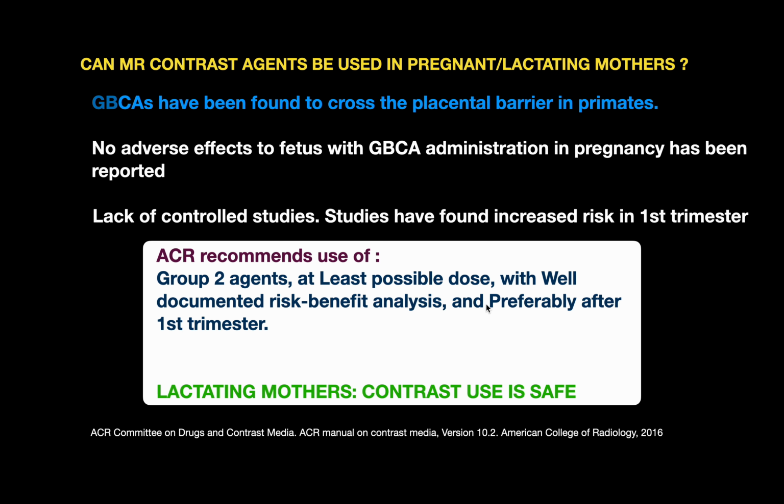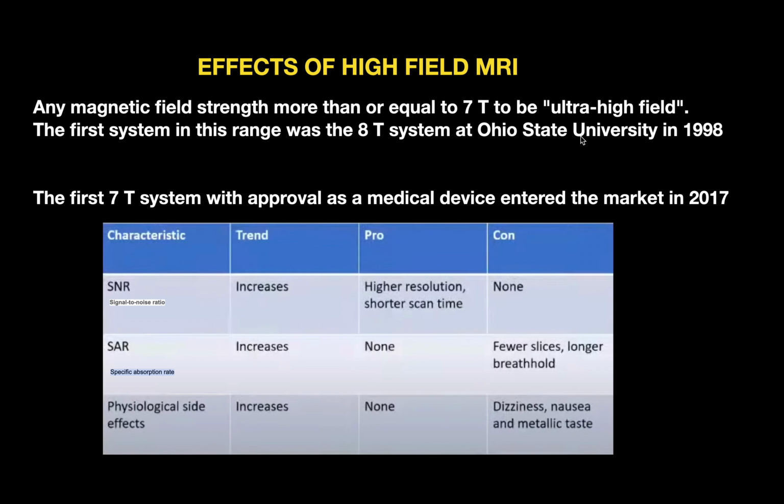What are the effects of high field MRI? Any magnetic field strength greater than or equal to 7 Tesla is called ultra high field. The first system in this range was the 8 Tesla system at Ohio State University in 1998. The first 7 Tesla system approved as a medical device entered the market in 2017. See how much difference there is. So what are the effects?